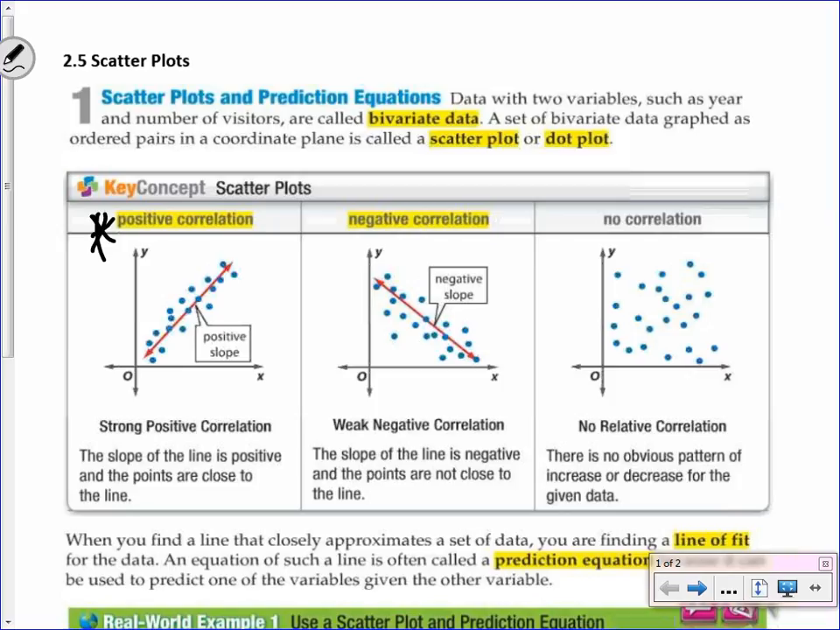There's also negative correlation. You plot all the points, all the visitors, all the years, and there's maybe negative correlation. There's a line that clearly fits that data, and it has a negative slope, so that would be negative correlation. There's also data that has absolutely no correlation.